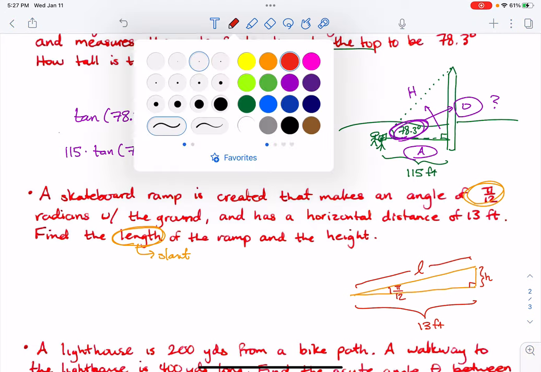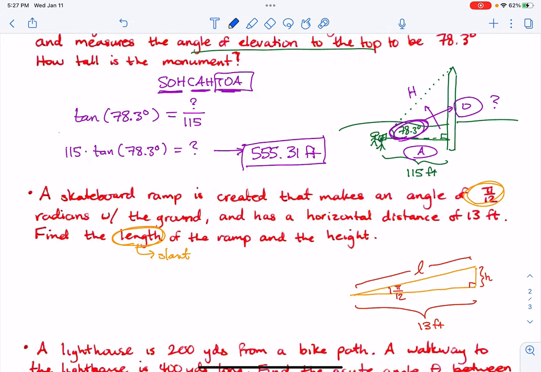Okay, another thing to point out here too. Let's go ahead and figure out our opposite, adjacent, hypotenuse, right? So the side length of L is our hypotenuse. This is our H, that side. This is my angle, so across from that is my opposite, and then the last remaining side is my adjacent. So in this case, they gave me the adjacent, right?